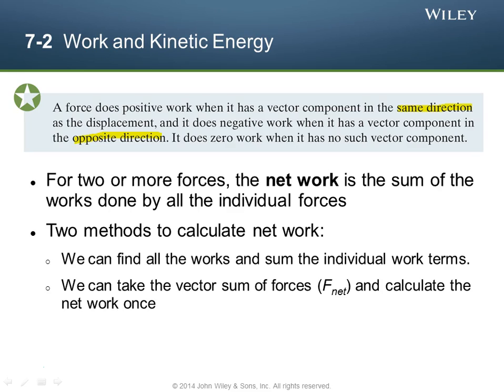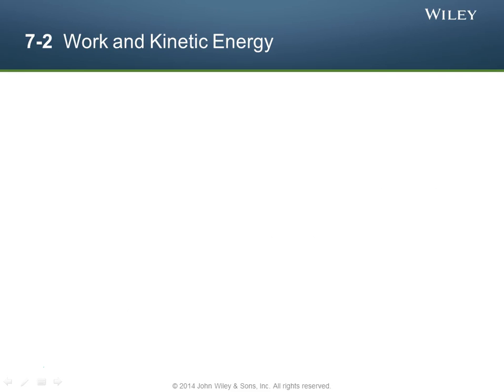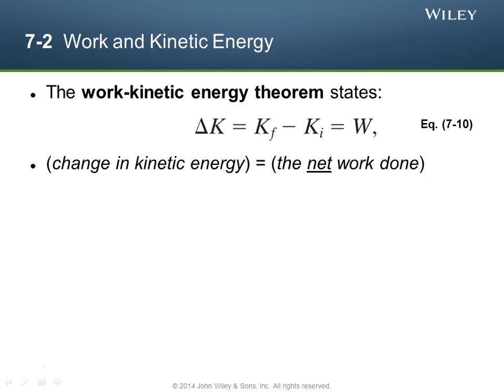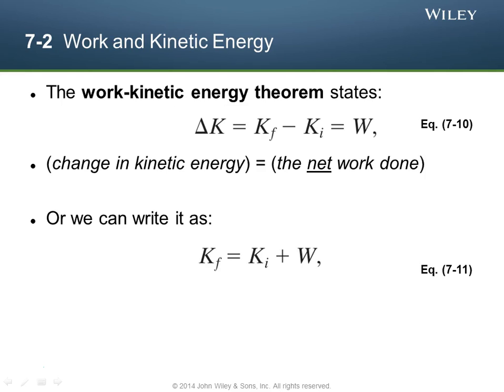Keeping in mind that we also need to just take the component that is in the direction of the displacement. And this was stated earlier, but just to recall the work-kinetic energy theorem: it states that the change in kinetic energy is equal to the net work done on the object. So our final kinetic energy minus our initial kinetic energy equals the work. Another way we can write this is that our final kinetic energy is equal to our initial plus the work done.